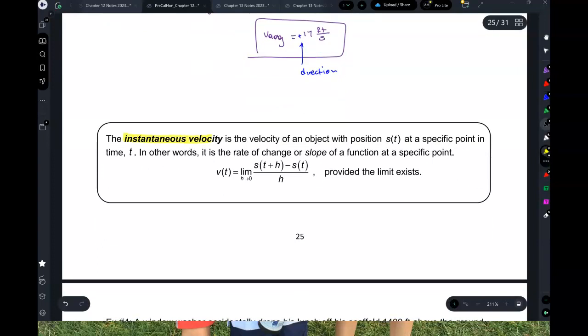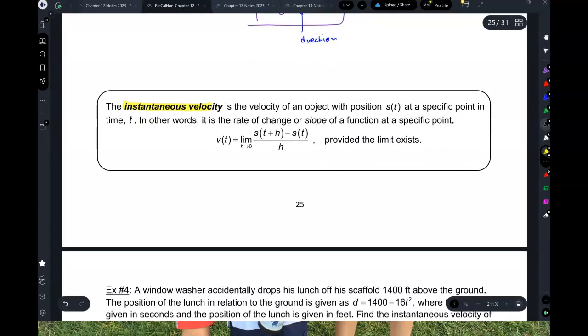Instantaneous velocity is the velocity at a specific point. Literally, like if you look at your speedometer at a given point, how fast are you going? Okay? To find instantaneous velocity, it's the limit of that secant line like we were doing before.